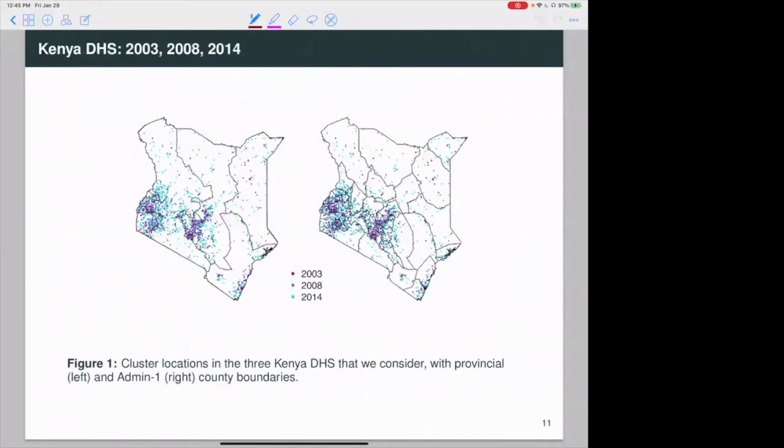So this just shows you a picture of the 3 surveys for Kenya. These dots are very small, but there's Kenya with the eight areas on this side and 47 on this side. Maybe you can just see there's more blue dots. The blue surveys were about 4 times as large as the previous 2 surveys.